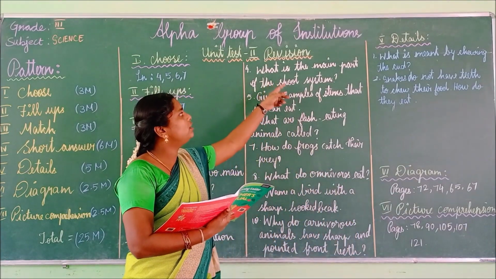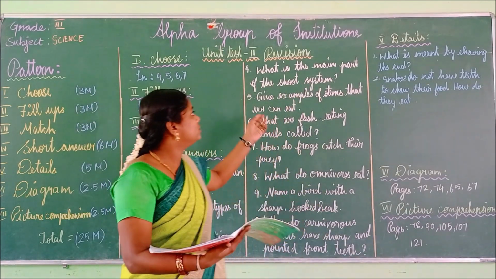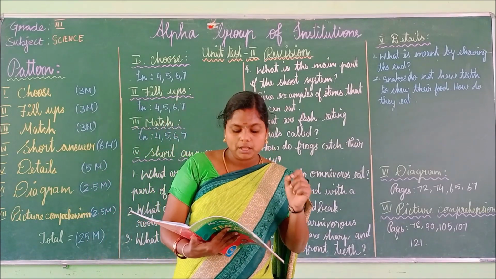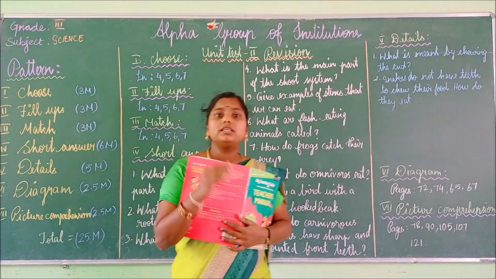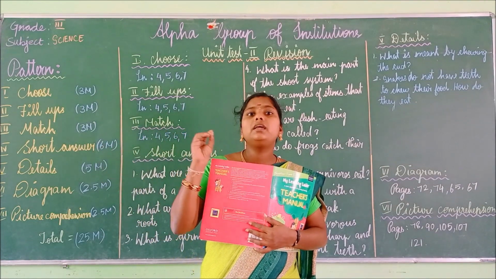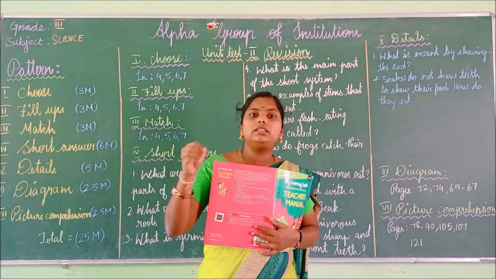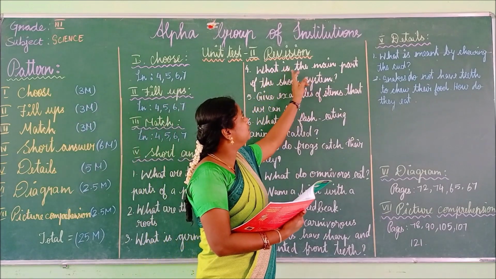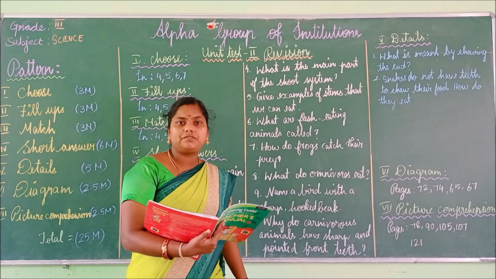The next one, what is the main part of the shoot system? Which is the main important part of the shoot system? The stem is the main part of the shoot system. Why? Because it supports the plant to stand straight and it supports and bears the fruits, leaves and flowers, which are all in the shoot system. So here the stem is the main part of the shoot system.